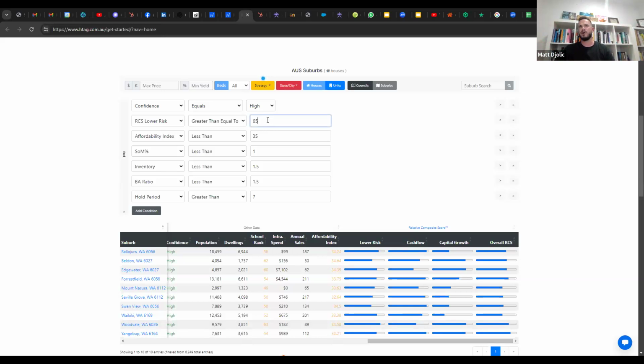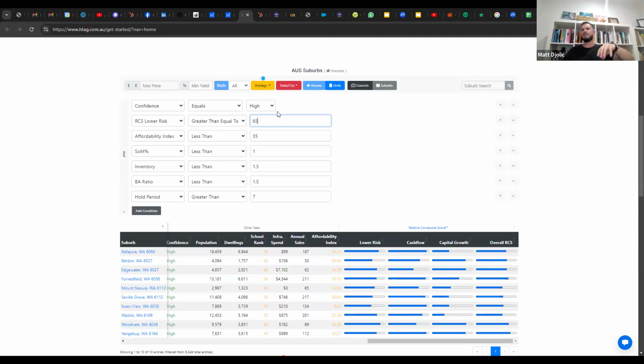In this instance for Perth, what you will notice, as some of the people who are online who are our members, I always set it at greater than 50. RCS is a comparative score, so it compares every area to each other. So it's a relative score. When I set it greater than 50, I'm eliminating suburbs that are above average in risk.